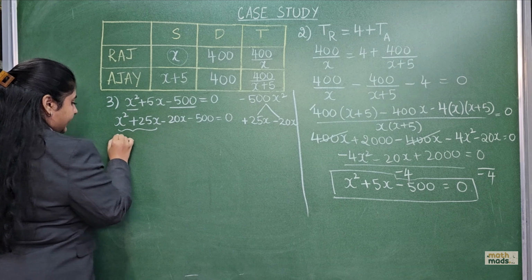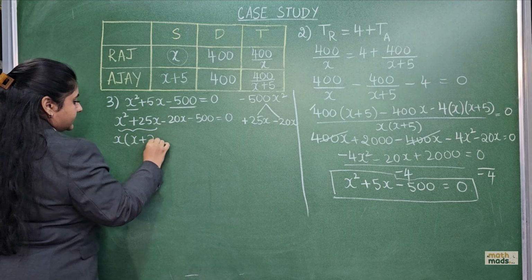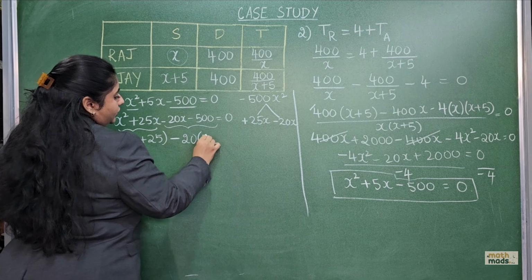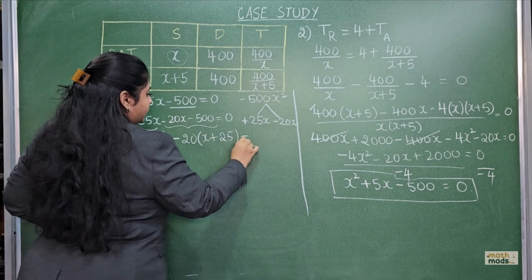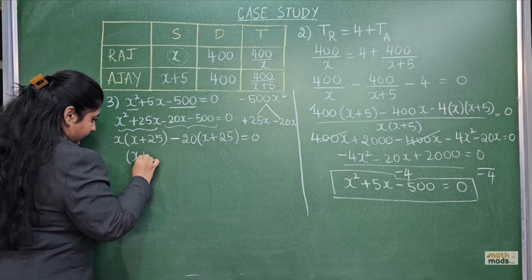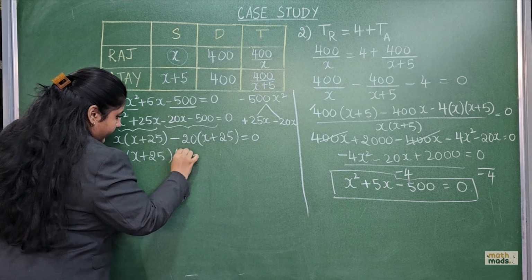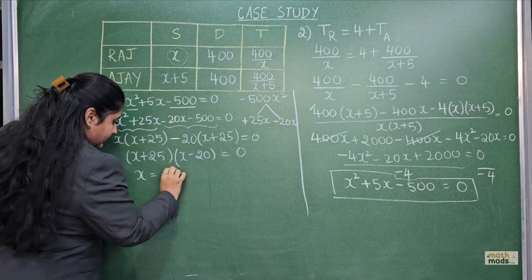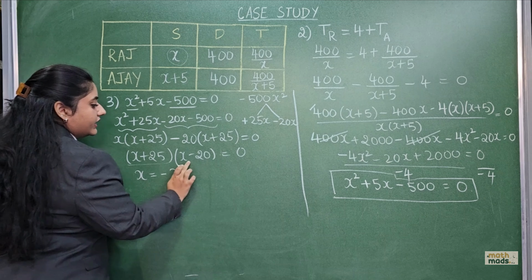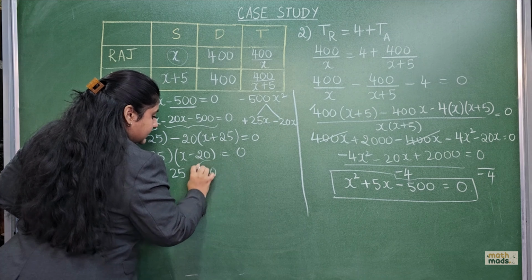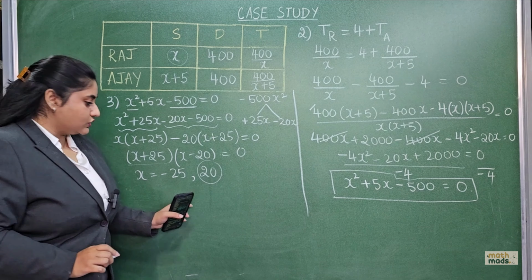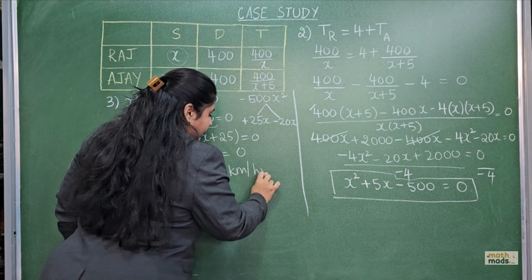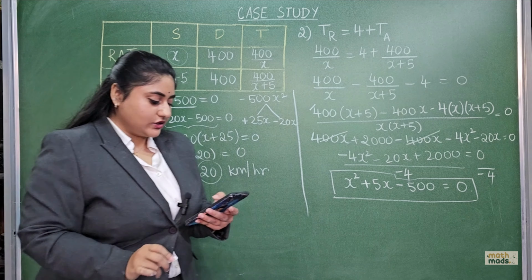Now from the first two terms I can take x common, x into x plus 25 minus, from the last two terms I can take minus 20 common into x plus 25 is equal to 0. Now what is common in both? X plus 25 into x minus 20 is equal to 0. Now x can be equal to minus 25 from the first factor, or x can be equal to 20 from the second factor. Now speed cannot be negative, so x is equal to 20 km per hour. So Raj's car speed is 20 km per hour. That is your third question.